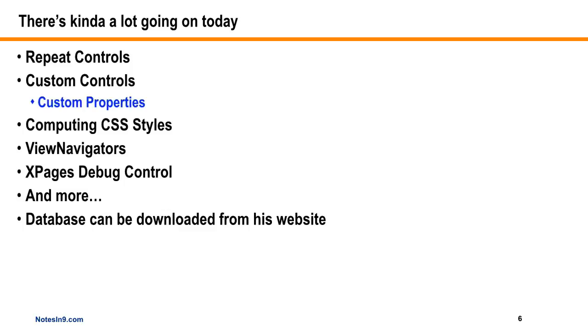He does a demo on using categorized repeat controls. So he talks about a one level category, a two level category, and a three level category, all done via repeat control. And along the way, he's going to touch on custom controls with custom properties and computing CSS styles and view navigators, and he even uses the XPages debug control that Mark Lusink wrote and put on OpenNTF. And there's probably more in there that I've forgotten about.